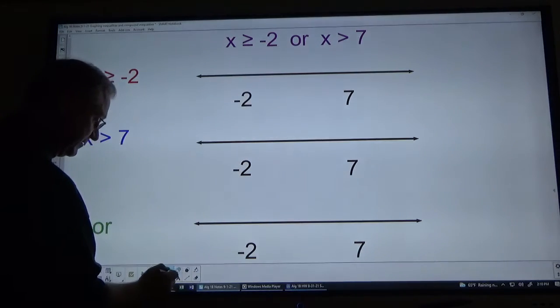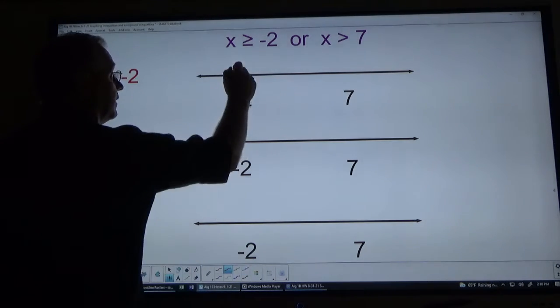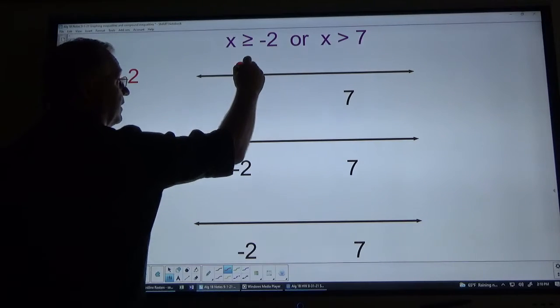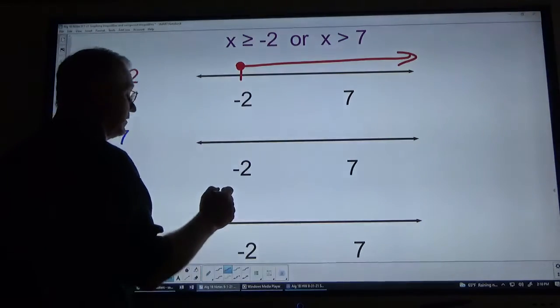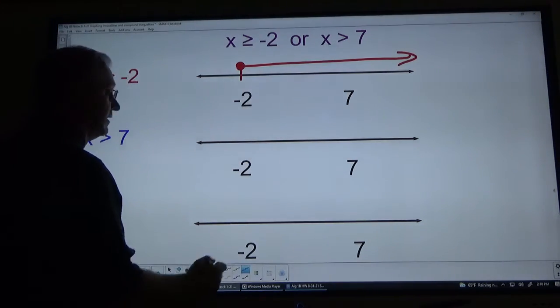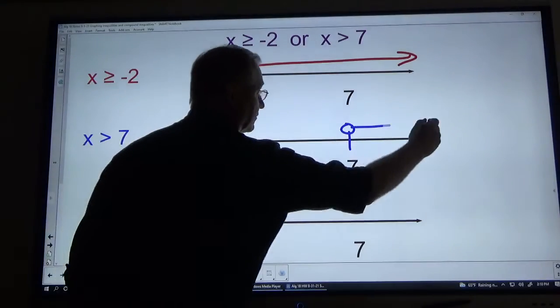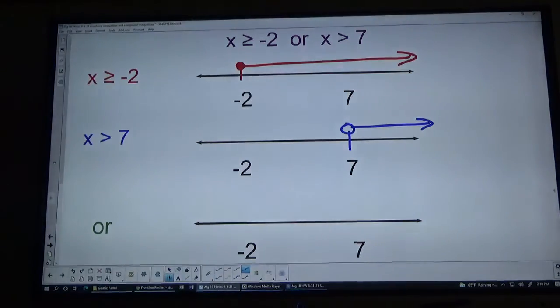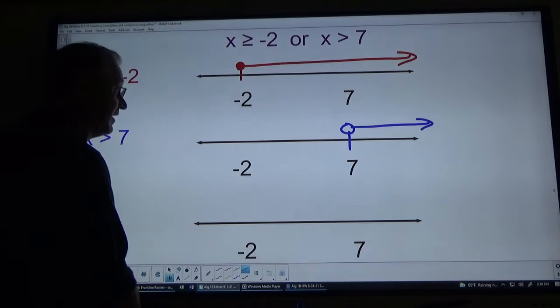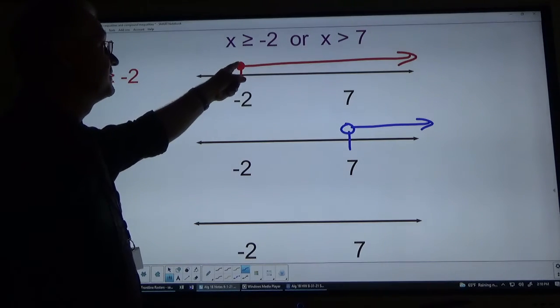So I've got a solid dot over -2, arrow to the right in this case. Let's see, open circle over 7, arrow to the right. Please notice they both go to the right. It's not where they overlap, it's if it's in either one.